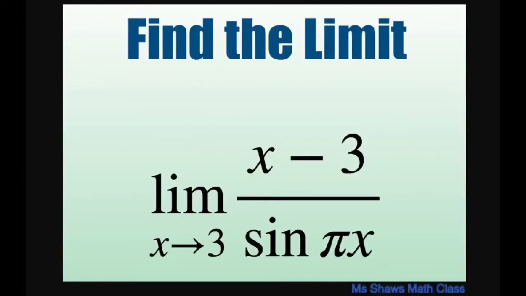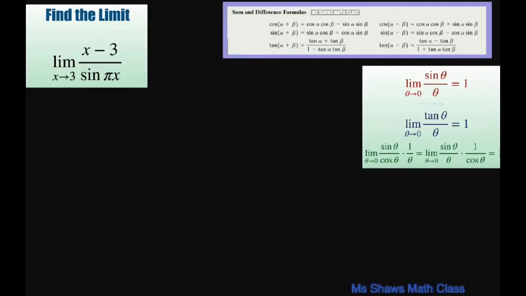Everyone, we're going to find the limit as x approaches 3 of (x minus 3) divided by sine of pi x. I want to use this form here because if I substitute in 3 here, I'm going to get sine of 3 pi, which is 0. So you're dividing by 0, and that's not going to give you the limit. Also, you get 0 in the numerator.